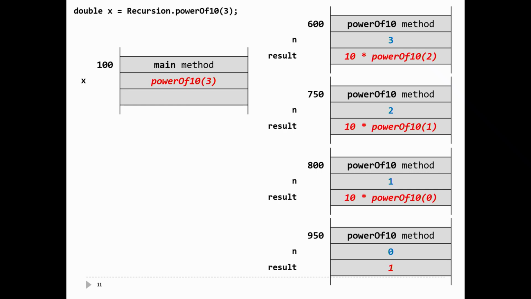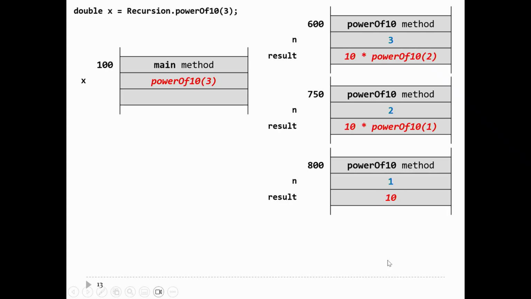And then we return the result. So when you return the result, that 1 comes back up to here and replaces the power of 10, 0. So the 1 returns, and the result for the previous recursive call can now be computed. Now that this method is done, it can disappear. And our result here is 10.